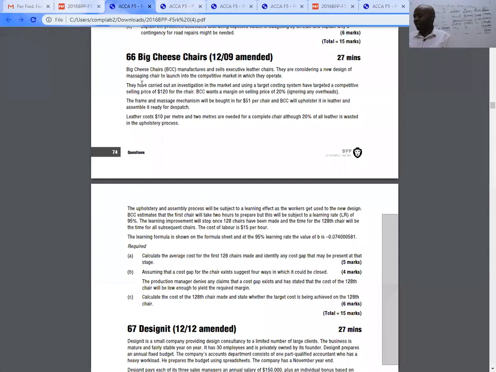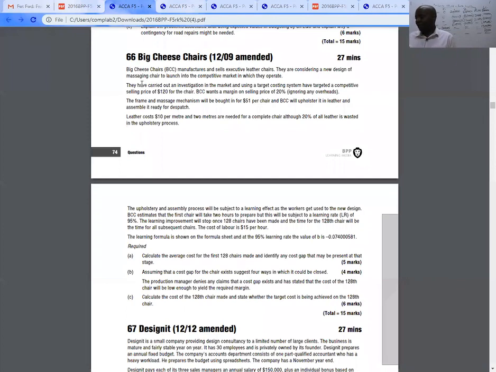Manufacturers and sales executive leather chairs. They are considering a new design of massaging chair to launch into the competitive market in which they operate. They have carried out an investigation in the market and, using a target costing system, have targeted a competitive selling price of $120 for the chair. So really they have a targeted selling price. Beautiful. BCC wants a margin on selling price of 20%, ignoring any overheads.